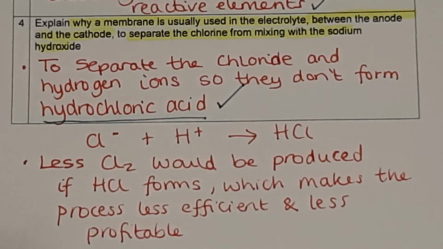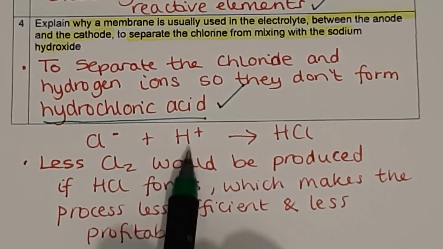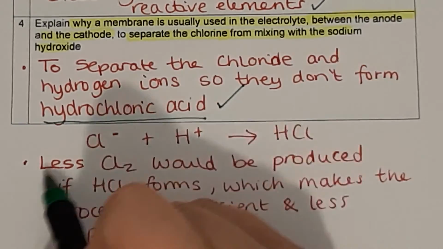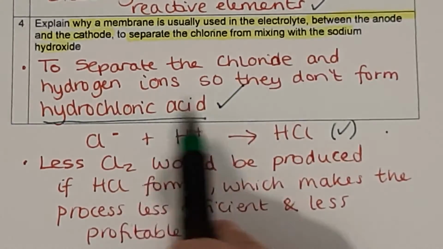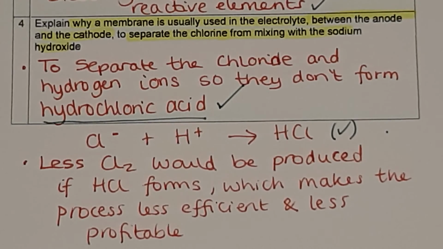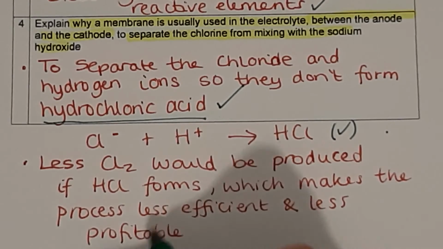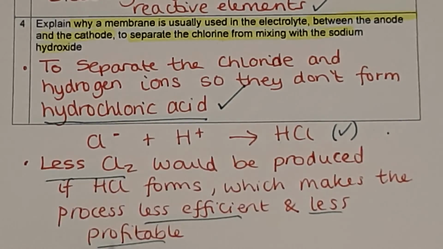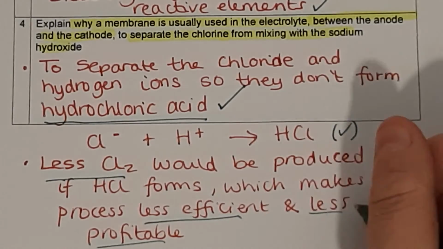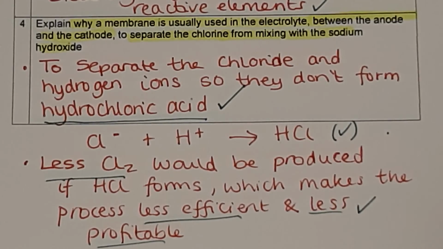There's an equation to show this: Cl minus plus H plus turns to HCl. If you've written that out, you can have a mark. It's another way of saying about forming hydrochloric acid. Then if you're making less chlorine, that means the whole process is less efficient, and less profitable. So anything about why it's bad to make less chlorine. I'm going to give you a maximum of 3 marks here.